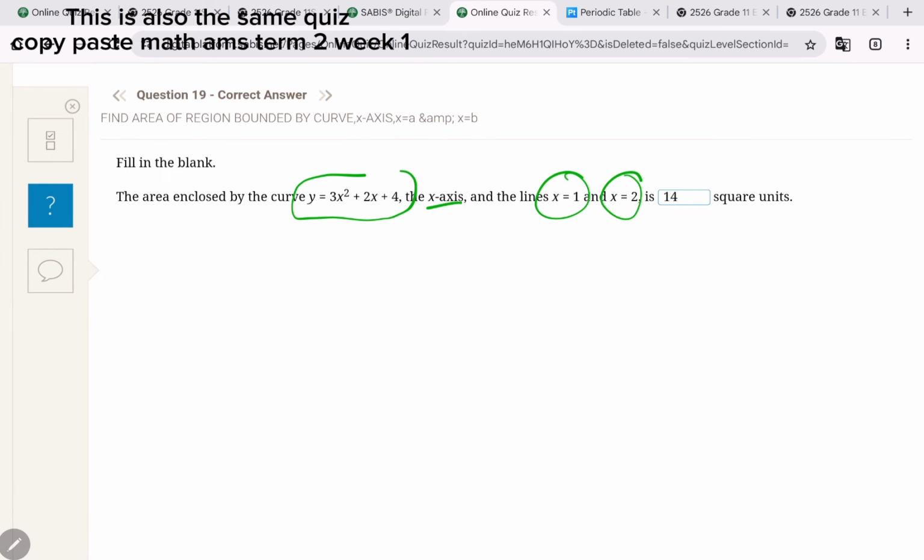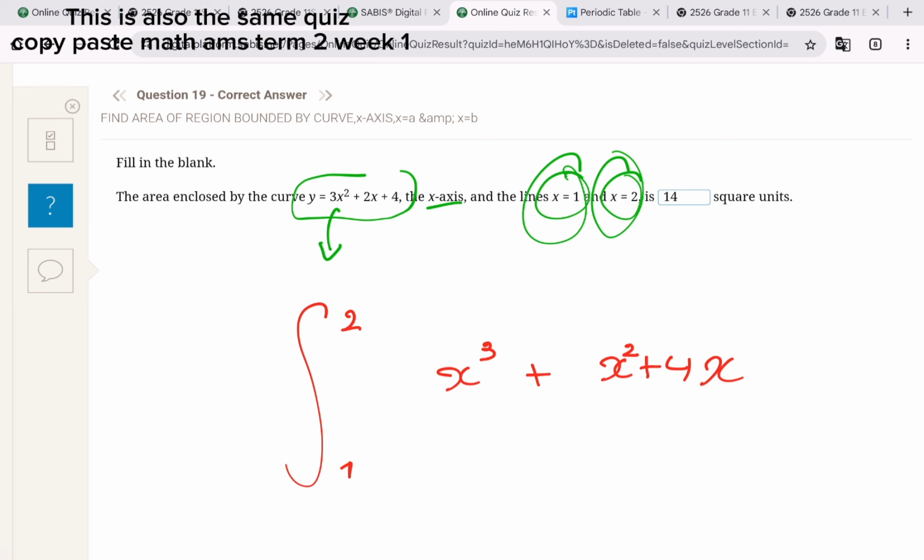So this becomes 2 plus 1, 3 over 2 plus 1, 3. 1 plus 1, 2 over this, and then this. So now we're left with the integration of 2 to 1, x to the power of 3 plus x squared plus 4x. Perfect. Now if I substitute 2, I would get 20. If I substituted 1, what would I get? I would get 6. Now, you do 2 minus 1 because it's always up minus down. And you'd get your answer, which is 14 square units.